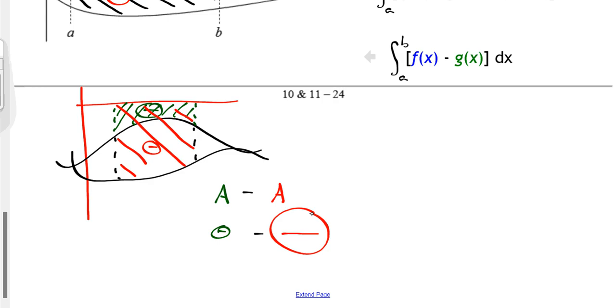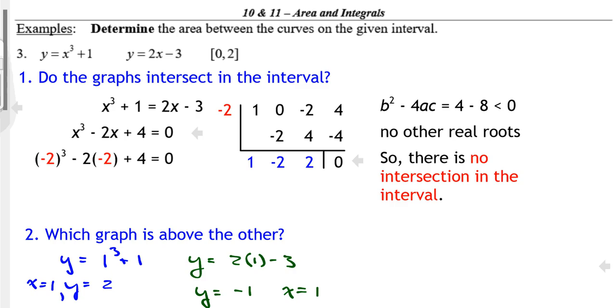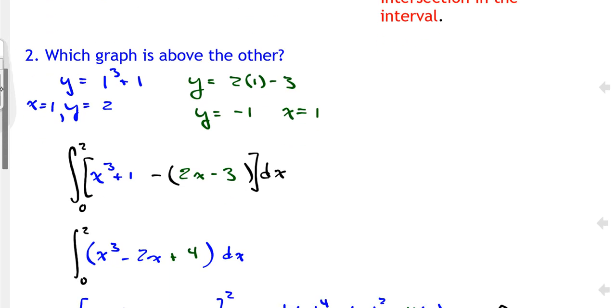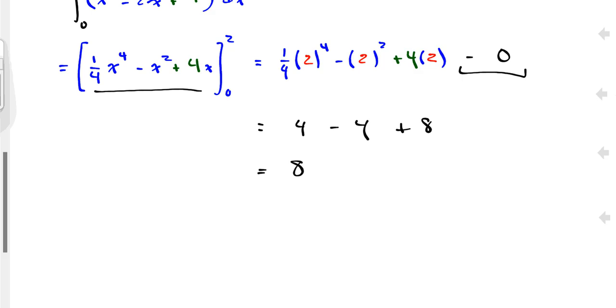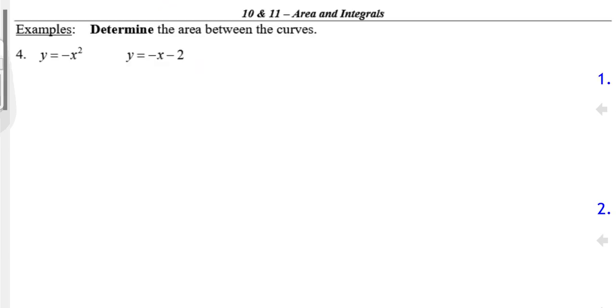Well, it can't be otherwise. If they're both below the x-axis, this red area has to be bigger than the green area. Try to draw something where it's not true. Any questions with number 3? We're good? All right, next question.